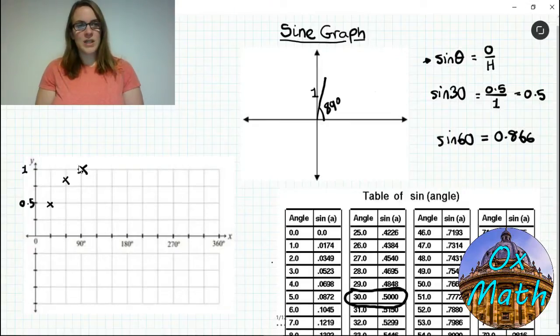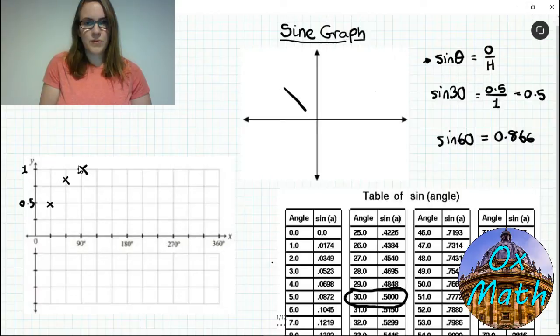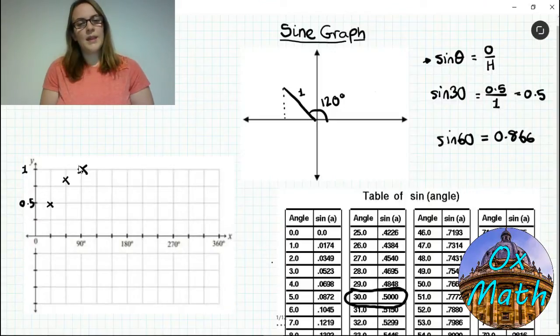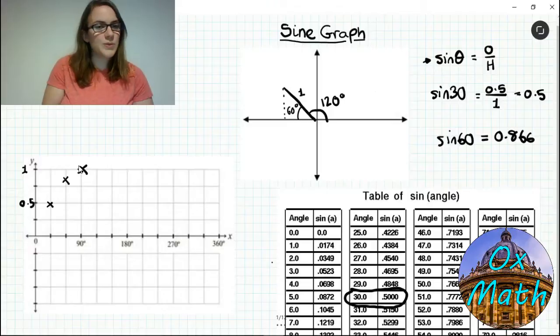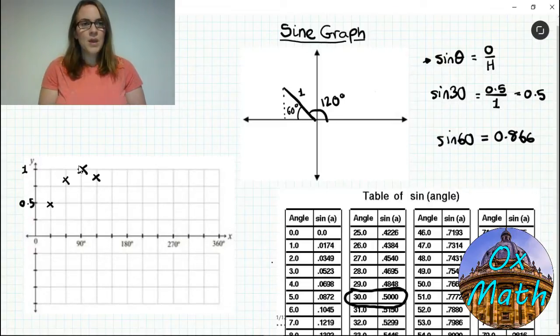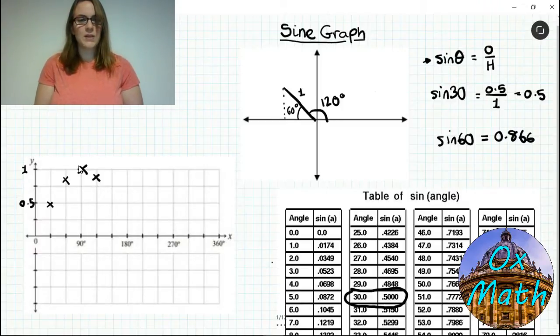We could actually continue this pattern on beyond 90 degrees by drawing a line out this way at, say, 120 degrees, make the line 1 long, and measure the opposite, which is now the vertical line down here. And that is 30 degrees beyond, so this angle is actually 60 degrees now. So that would be the same as the 60 degrees angle, which was 0.866, so we'd have another point here at 120 degrees.